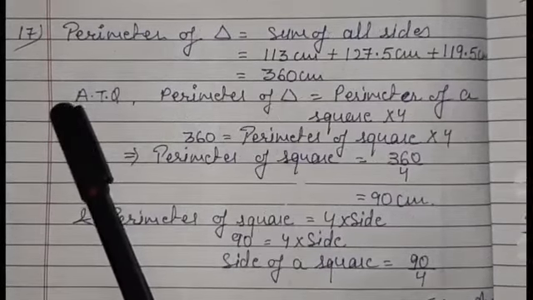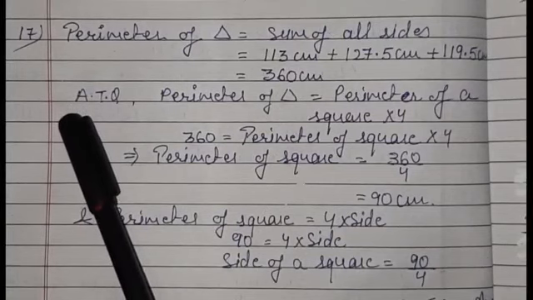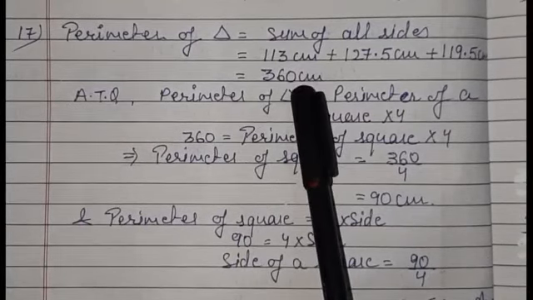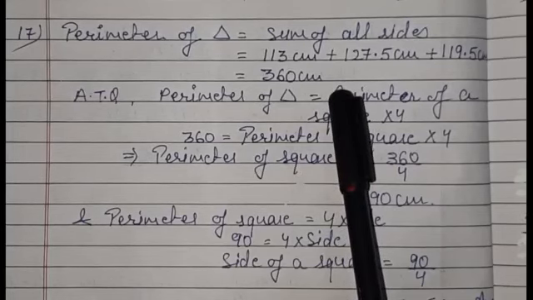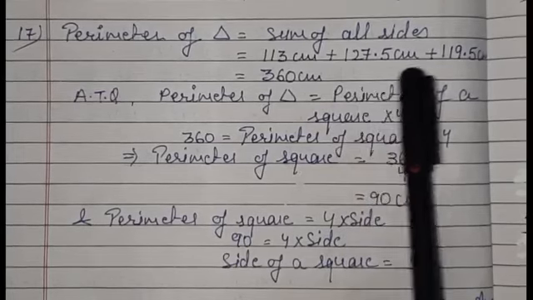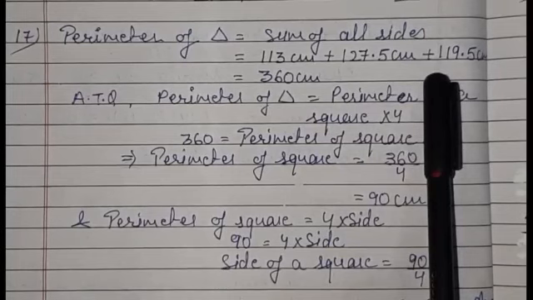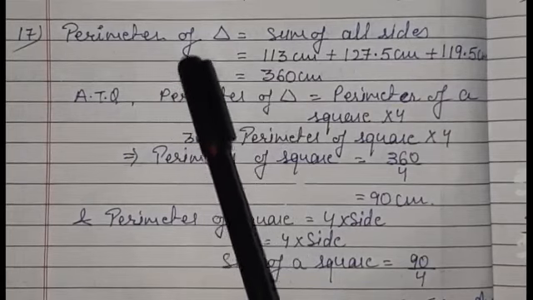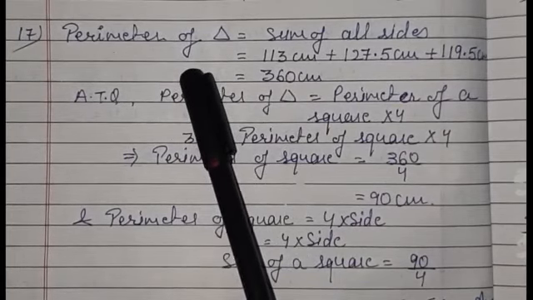Now come to sum number 17. The perimeter of a triangle having sides 113 centimeter, 127.5 centimeter and 119.5 centimeter is 4 times the perimeter of a square. Perimeter of the triangle is 4 times that of the perimeter of the square.